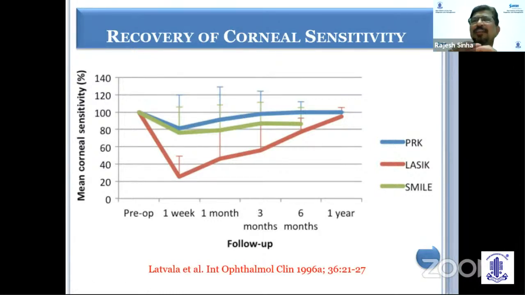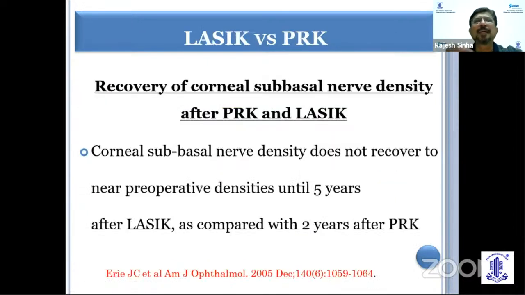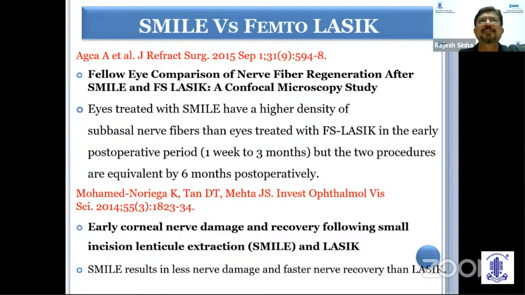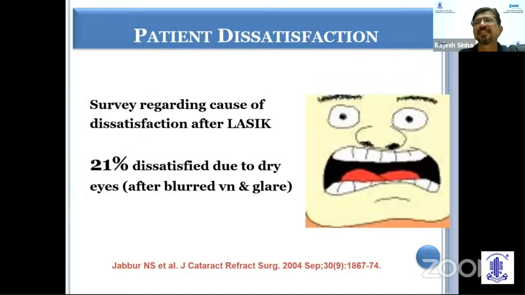And this is about the corneal sensitivity. Corneal re-innervation may not be complete, but it may be adequate enough to improve the corneal sensitivity. That is what happens in PRK, as you can see here: in 3 to 6 months, the corneal sensitivity is quite normal. And that is why you require less lubrication in PRK than in SMILE. There are various studies which have shown that PRK has a better re-innervation than LASIK, and similarly SMILE has better corneal nerve regeneration and better sensitivity than LASIK.